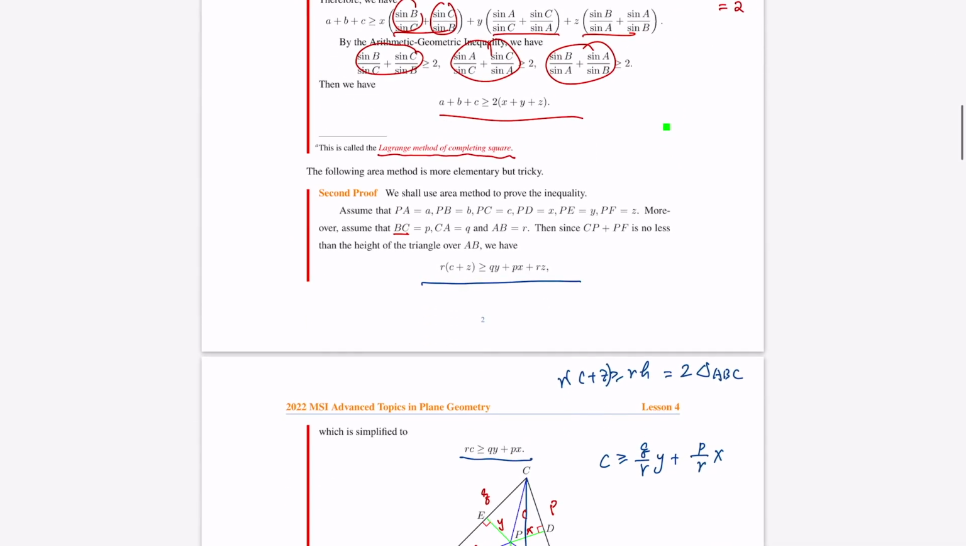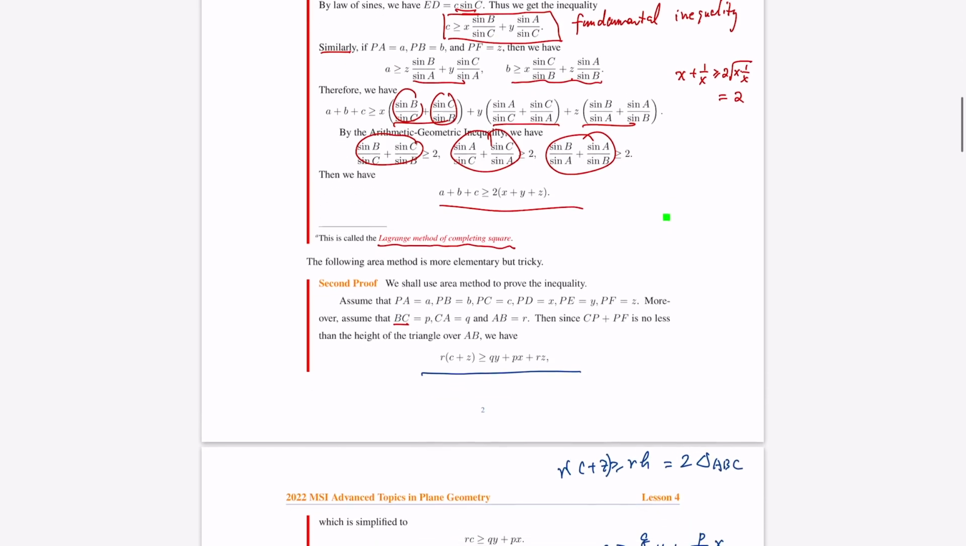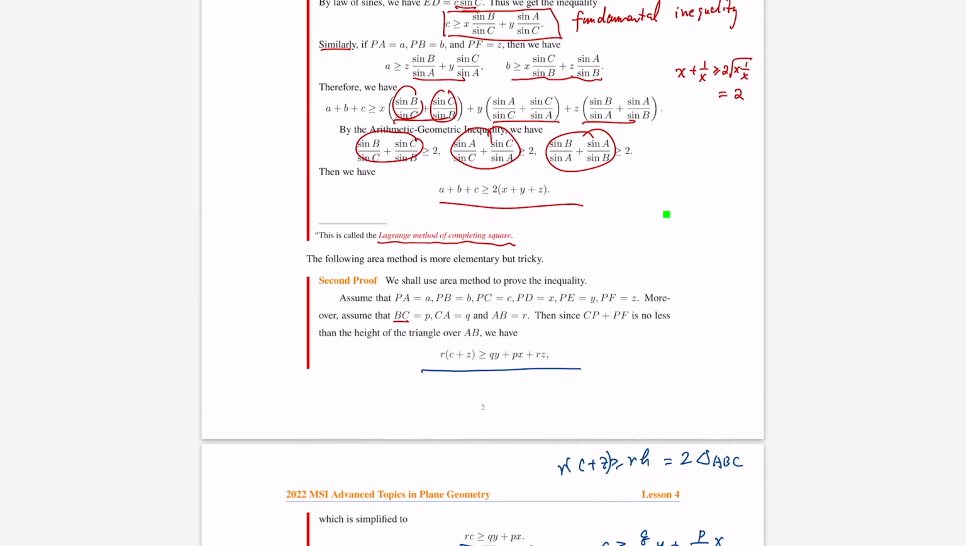So what is Q over R? By the law of sines, this is sine B over sine C times Y, plus P over R, which is sine A over sine C times X. You compare this to the fundamental inequality here. They are very similar, but different. It just tells you that both inequalities must be true, but this one is useful and this one is not. You can try running this 3 times and adding them up, but you cannot use the AM-GM inequality.